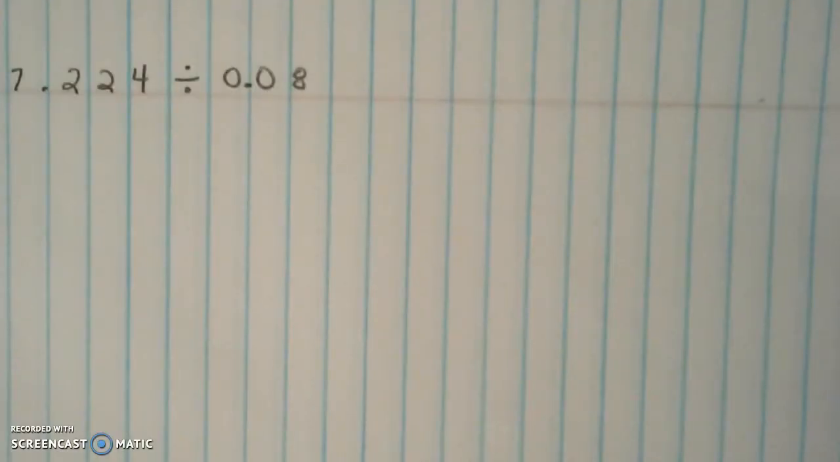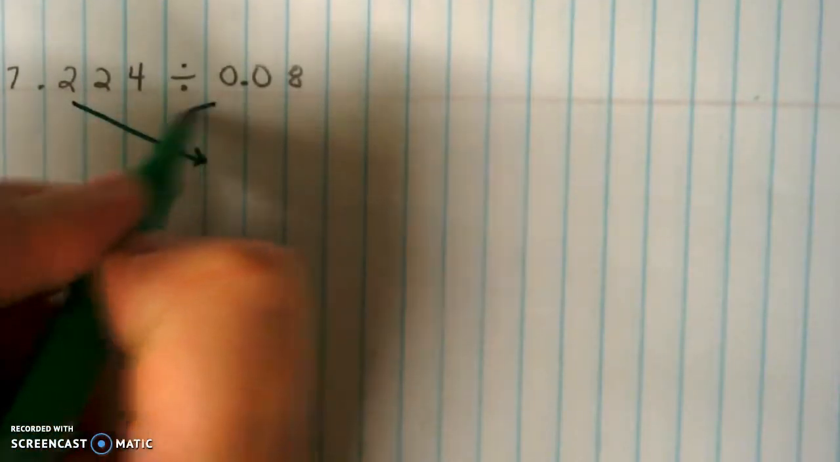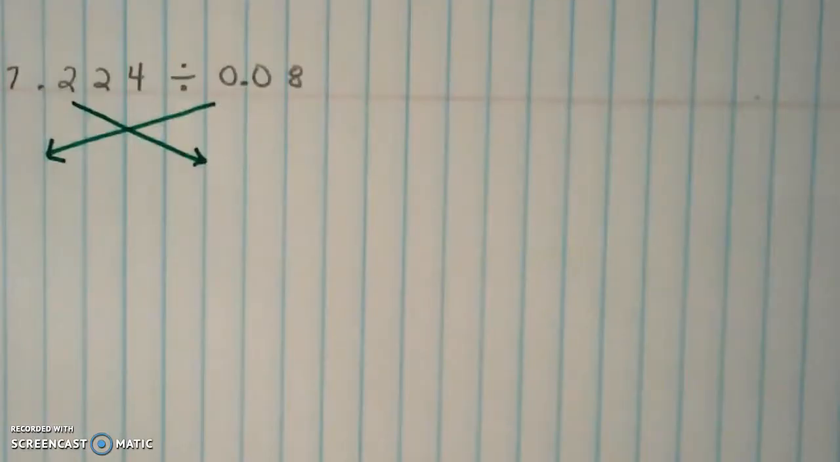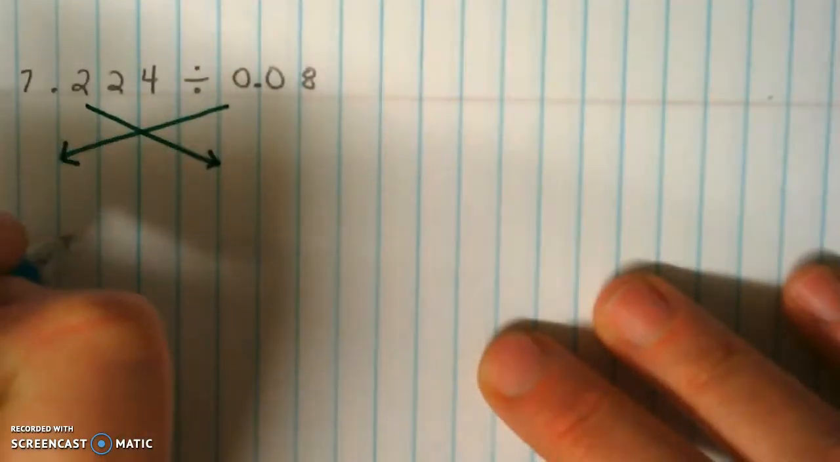Well, when we set this up to solve it using long division, our dividend needs to go kind of in the house or in the den, and the divisor goes just outside of it. So these two numbers are going to look like this.